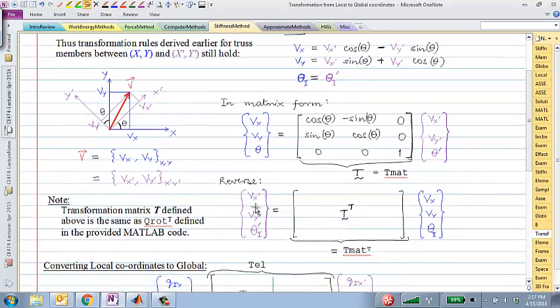And just as before, the reverse relationship still holds. T transpose will take a global vector and give me a local vector. So if I want to convert local to global, then I pre-multiply with T. If I want to convert global back to local, I multiply with T transpose. And again, these two matrices, even the 3 cross 3 matrices, are orthogonal. So T inverse is equal to T transpose.